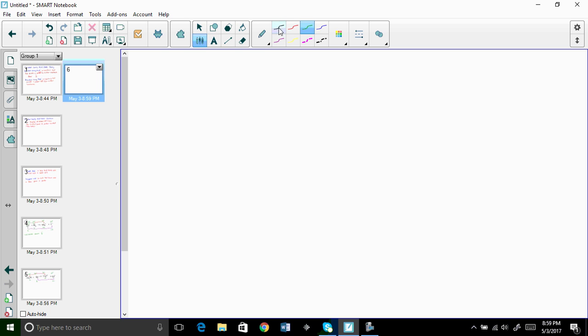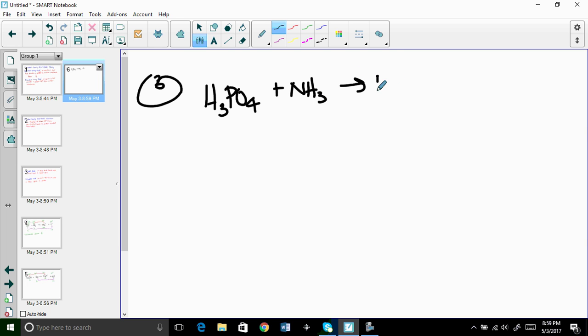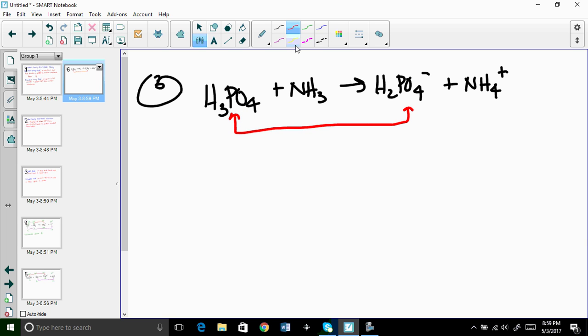All right, back to black. All right, H3PO4 plus NH3 goes to H2PO4- plus NH4+. Okay, red pair. This has a P in it. This has a P in it. They have to pair. Red, purple pair. This has an N in it. This has an N in it. So we got the red pair. We got the purple pair.